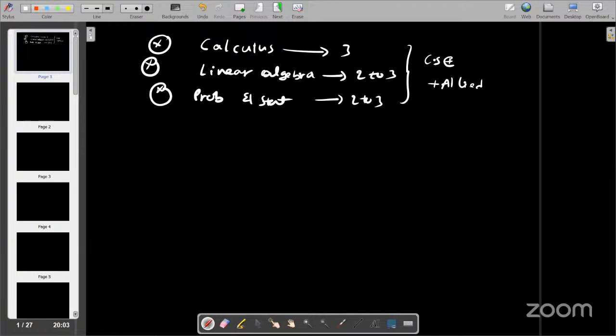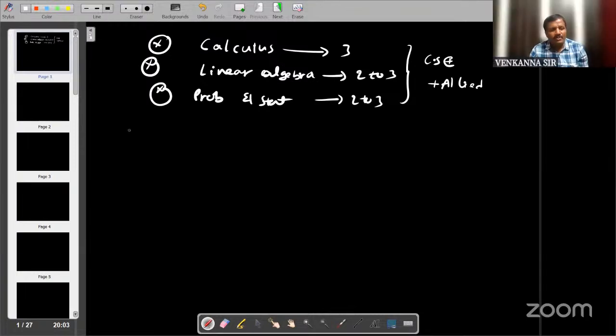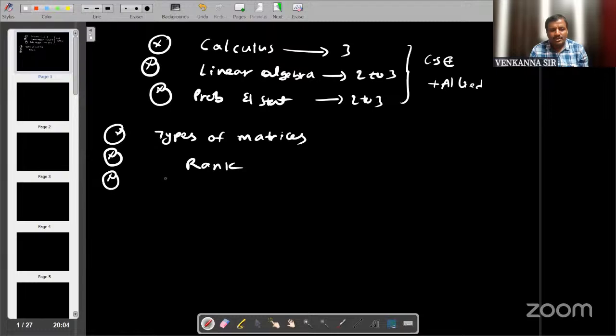Coming to what are the subtopics in the linear algebra we are having. Subtopics in the linear algebra. Types of matrices. Types of matrices, and second one it is the rank. System of linear equations.